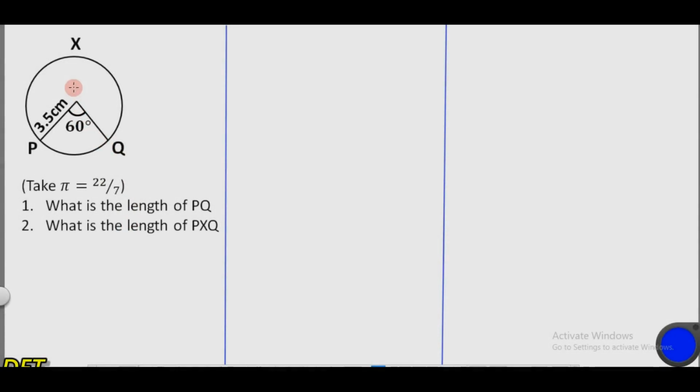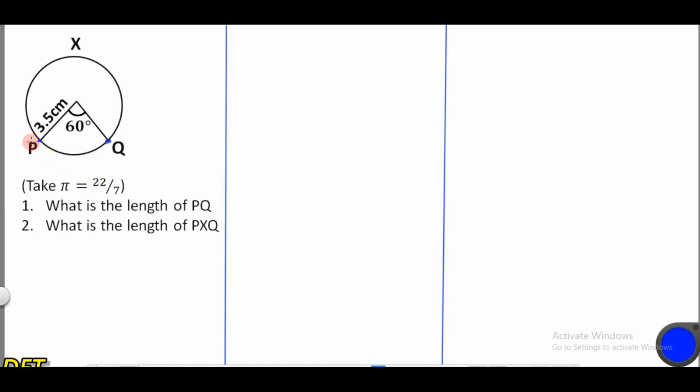Okay, so in this video, we're going to look at this question. We have this diagram, and we're told to take pi as 22 over 7. The first question is, what is the length of PQ? PQ is from this point to this point. So what is the length of PQ?